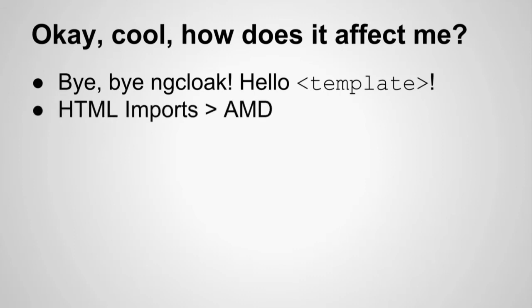One of the things I've spent a lot of time with is AMD, require.js, asynchronous module definition, as a way to asynchronously load modules and have them bring in their dependencies. HTML imports provides a much cleaner native way to do that. And the really cool thing about it is that you can bring in more than just your JavaScript, because if you've used require.js at all, you probably had to bring in an HTML template at some point, bring it in as a string or something like that.